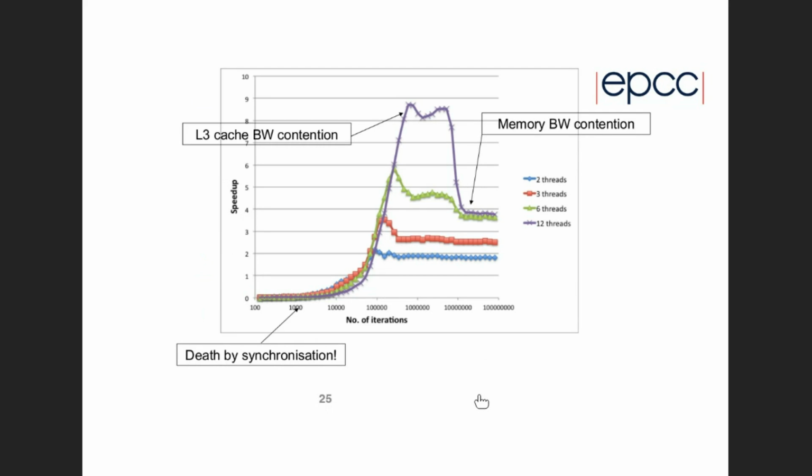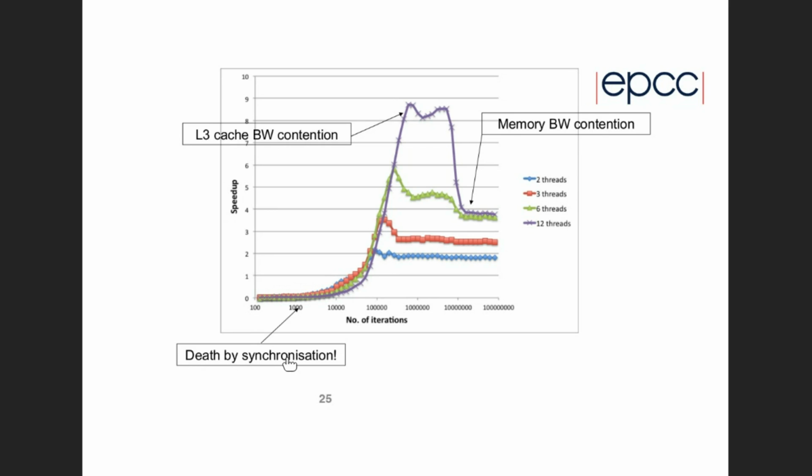Apologies if it's looking a little bit small, but what I'm plotting here is the speed up that I get against the number of iterations in the loop, and every line represents a different number of threads. So this is 2 threads, 3 threads, 6 threads, and then 12 threads on the 12 cores. You can see some interesting things here. For small values of n, the speed up is awful. It's much, much less than 1. What that means is the parallel code is running much slower than the sequential code.